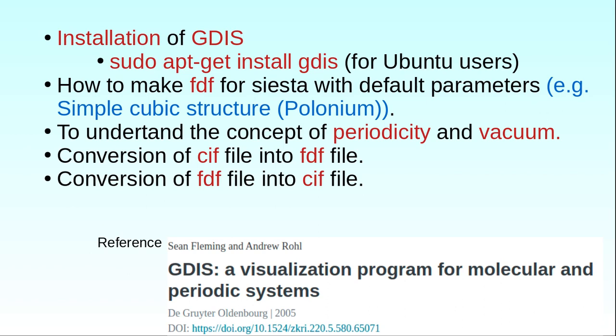Then I will take an example of a simple cubic structure, polonium, and make an FDF file for SIESTA with default parameters. Then, to understand the concept of periodicity and vacuum, I will tell you how a CIF file is converted into an FDF file, and then how an FDF file is converted into a CIF file using GDIS. So let us start.